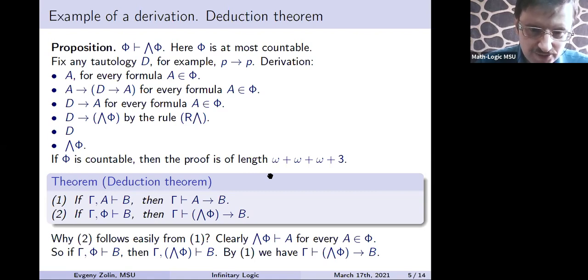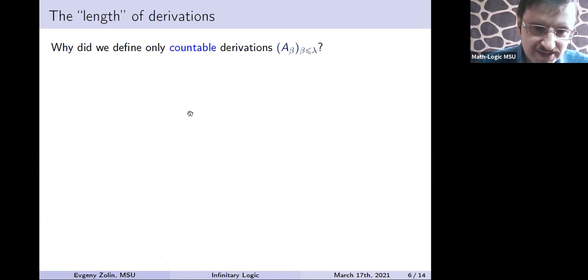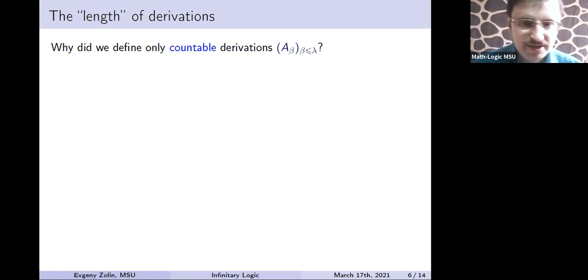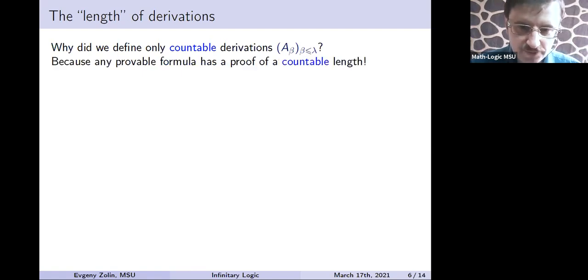But now let us come to the interesting question. We defined derivations only for countable ordinals. Why do we consider only countable derivations? Maybe if we consider uncountable derivations, uncountably long derivations, then we can prove something new. It turns out that no, we cannot prove anything new. Everything can be proved with countable derivations. So any provable formula has a proof of a countable length.